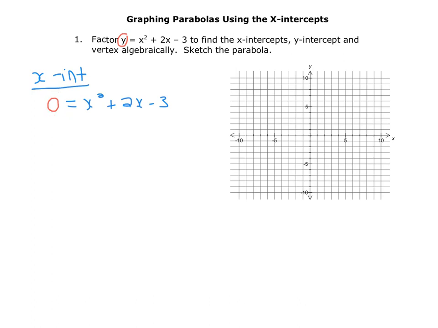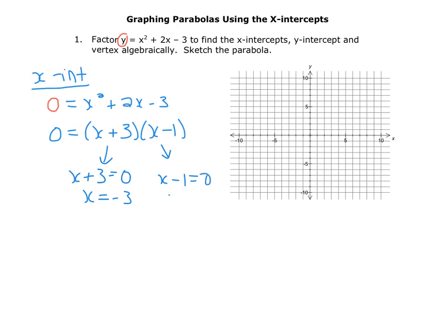So now I recognize that this is a simple quadratic to factor. So I need two numbers that multiply to -3 and add to 2. So that's x plus 3 and x minus 1. And then I will take each bracket and set that factor equal to 0. So I get x equals -3 and x equals +1. So those are my two x-intercepts. And if you were to write them in coordinate form, you would write -3, 0 and 1, 0.